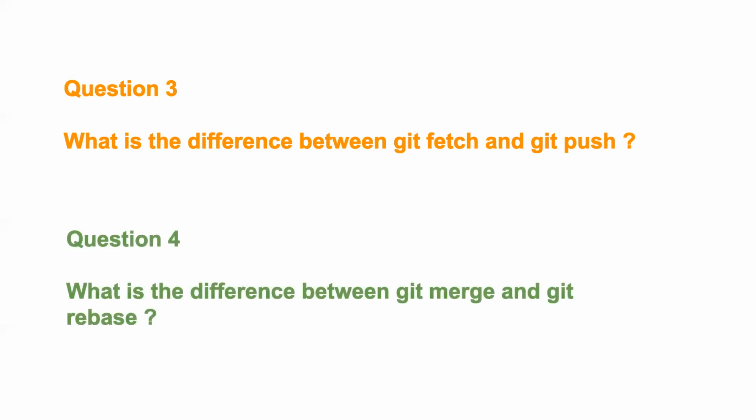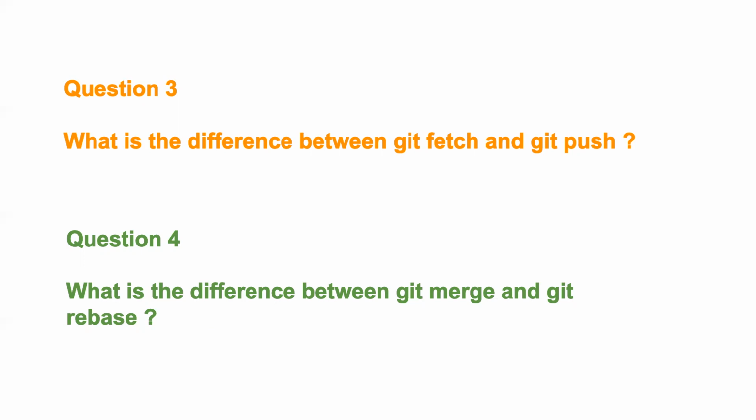Now, question number 4. What is the difference between git merge and git rebase? Similar to git fetch and git pull, this is also one of the commonly asked questions. Both of them are actually designed to serve the same purpose. That means if you want to bring code changes from one branch to another, like you have changes that you want to bring from branch X to branch Y, you can do either git merge or git rebase. Both of them serve the same purpose, but the only difference is how they project the history.